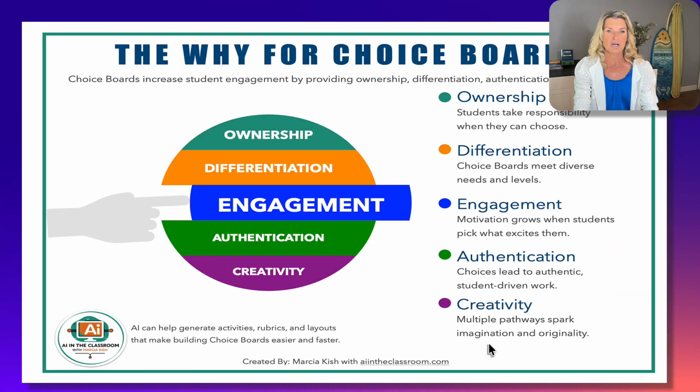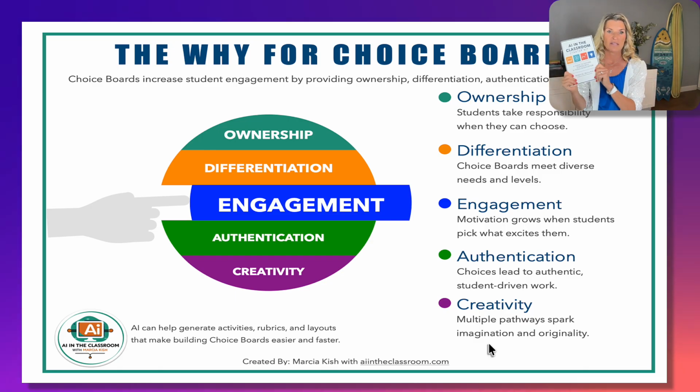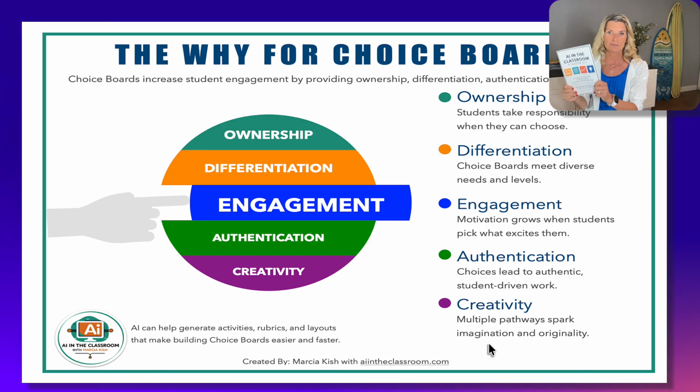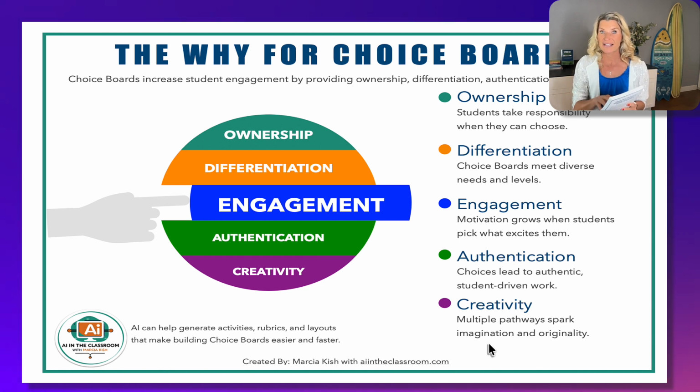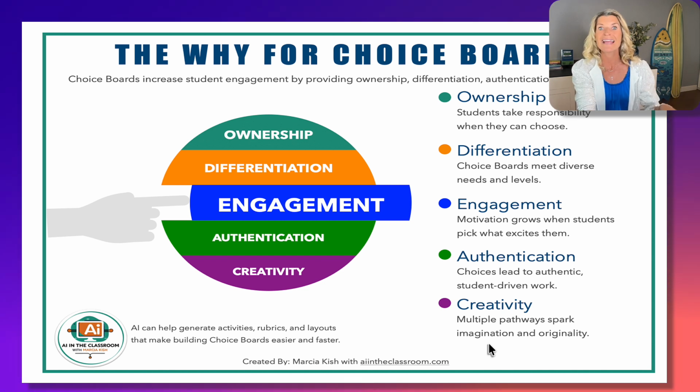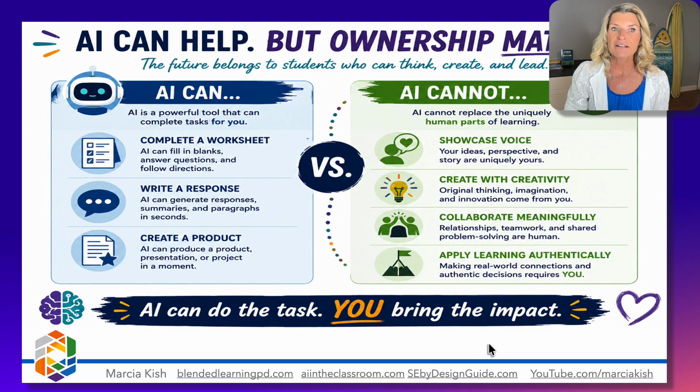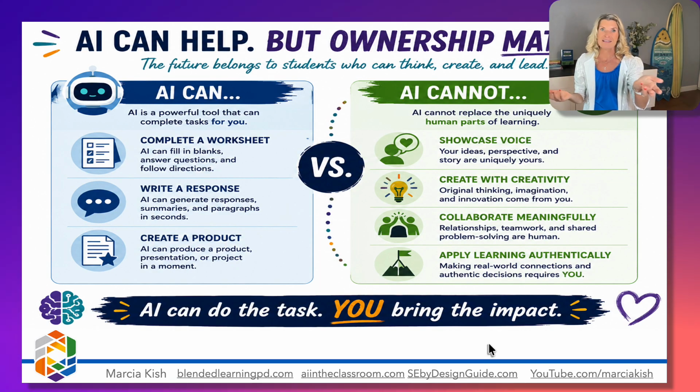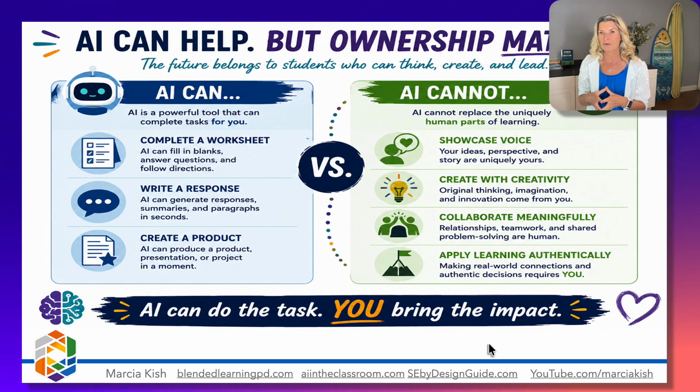So inside of my book, The AI in the Classroom, I talk about the engagement piece, ownership, differentiation, creativity. And in here, I give you how AI can help you build those choice boards and even checklists. But here's the thing, and how cool is this? I used AI to help me get this image. AI can help, but ownership matters.